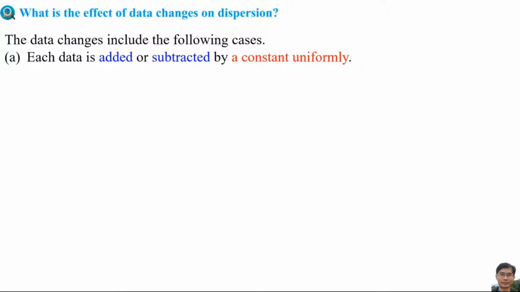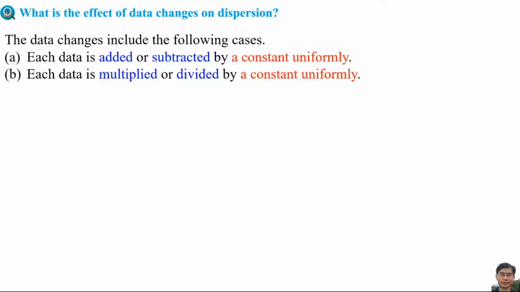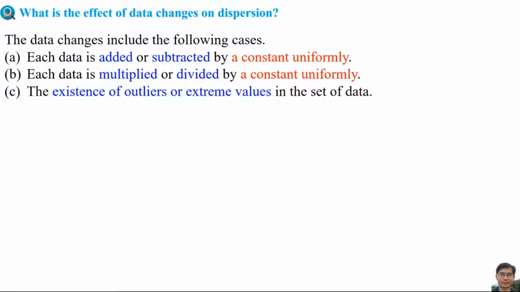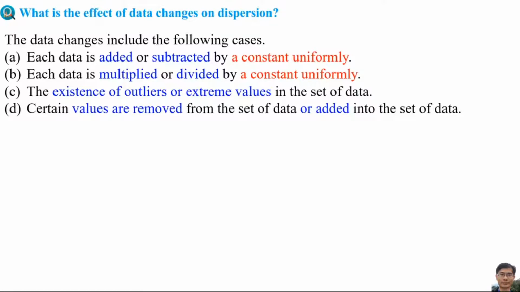A. Each data is added or subtracted by the constant uniformly. B. Each data is multiplied or divided by the constant uniformly. C. The existence of outliers or extreme values in the set of data. D. Certain values are removed from the set of data or added into the set of data.